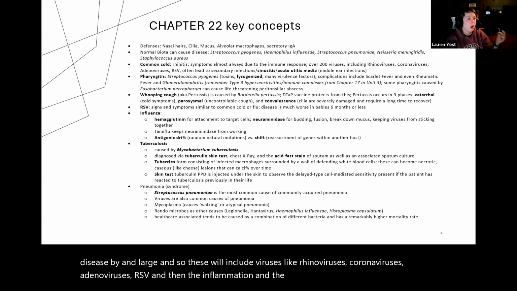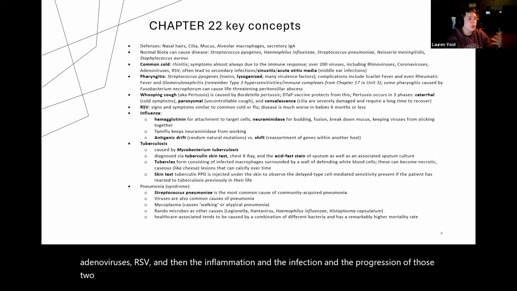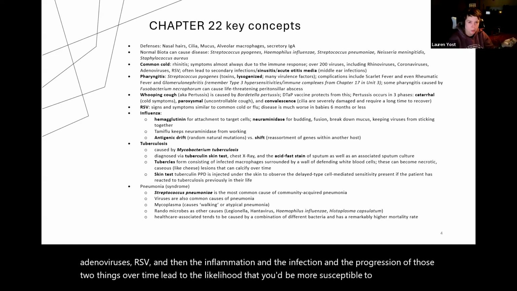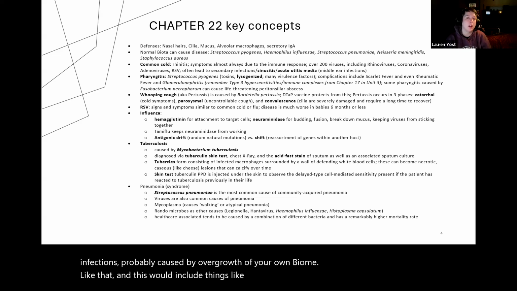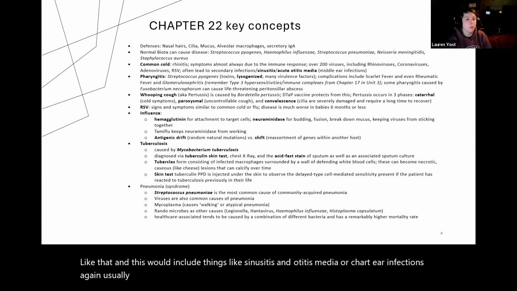and then the inflammation and the infection and the progression of those two things over time lead to the likelihood that you'd be more susceptible to secondary infections, probably caused by overgrowth of your own biome and things like that. And this would include things like sinusitis and otitis media, which are ear infections. Again, usually overgrowth of those bacteria when they are moving into those parts of the body.